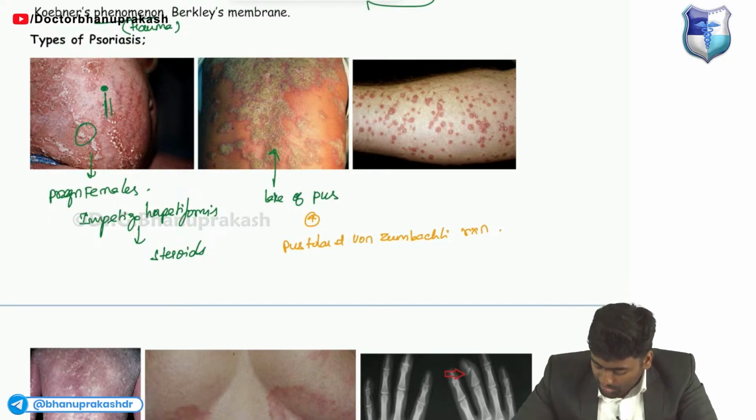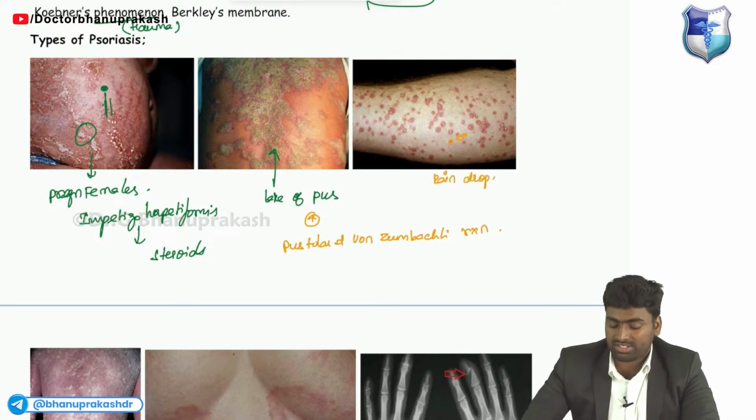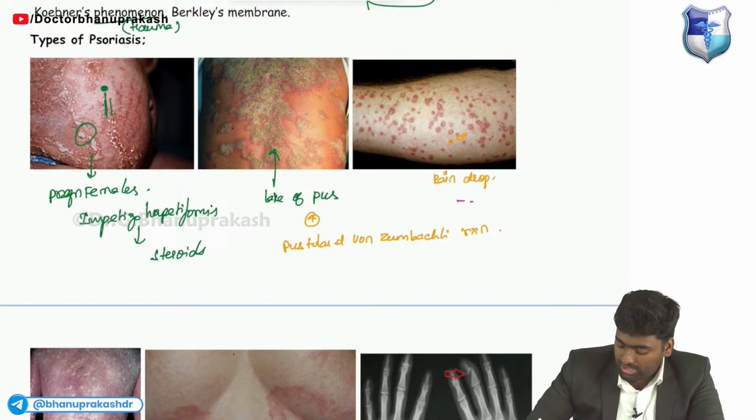Fine. And next, if you are able to see this raindrop kind of psoriasis, yeah, good guys, raindrop kind of psoriasis, it is known as what? It is known as guttate psoriasis.